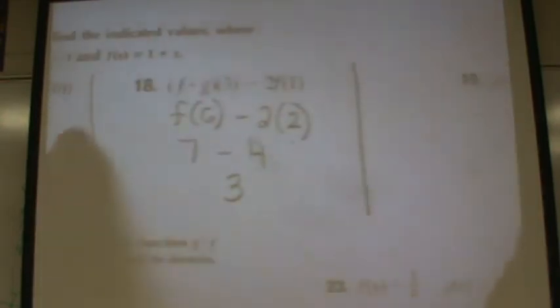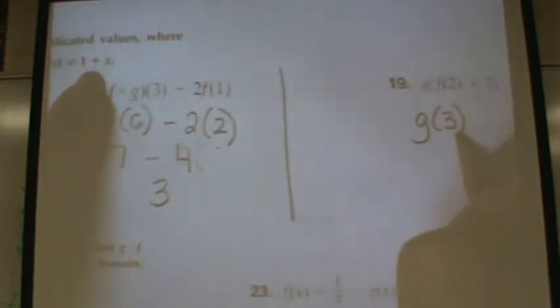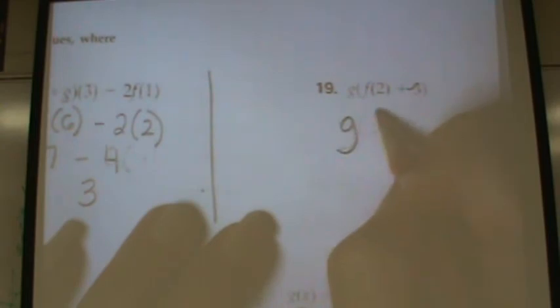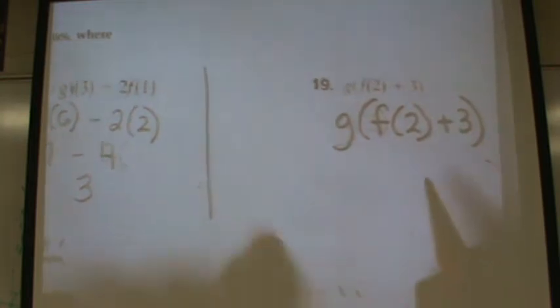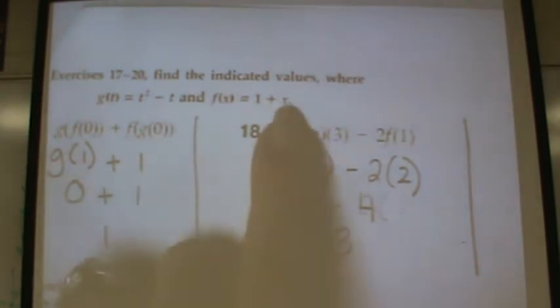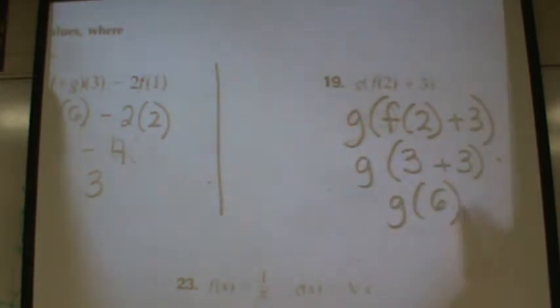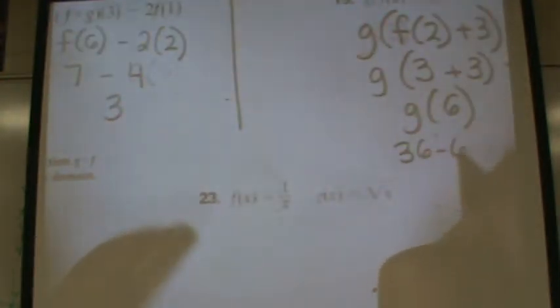And f of 2, if you plug 2 in this function, 2 plus 1 is 3. I'm sorry, this one is written differently. This is saying g of f, you gotta watch those parentheses. So what they want you to do is plug 2 in the f function. 2 in the f function, 2 plus 1 is 3. Then they want you to add 3 to that number, which is 6, and then find g of 6. So if I put a 6 here, 6 squared is 36. 36 minus 6 is 30.